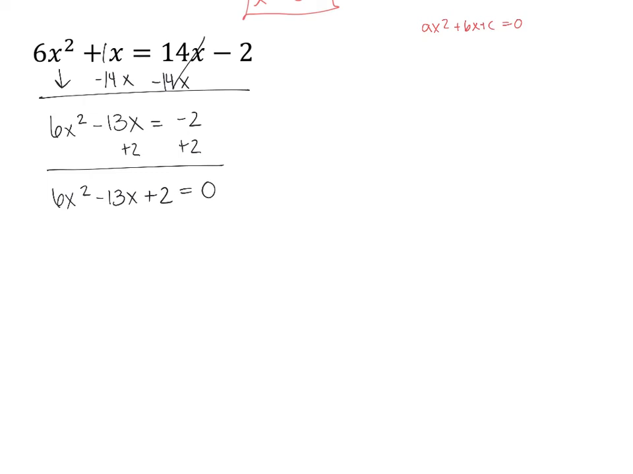All right, now that we're in standard form, we are going to go ahead and label A, B, and C. Here, I'm just going to do it on the side. A equals 6, B equals -13, and C equals +2. Once I'm at this point, I can multiply 6 times 2, which gives me +12.